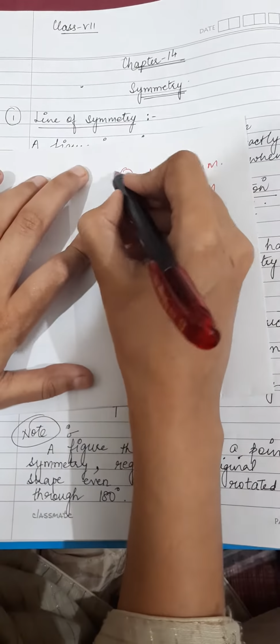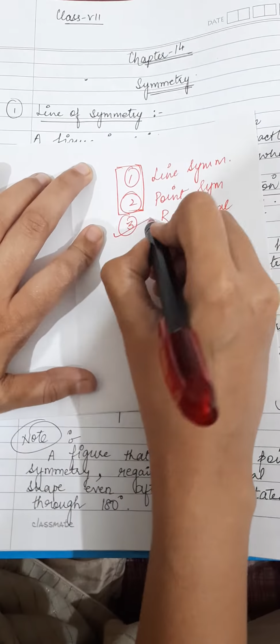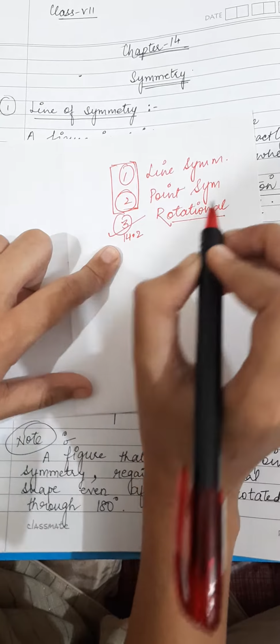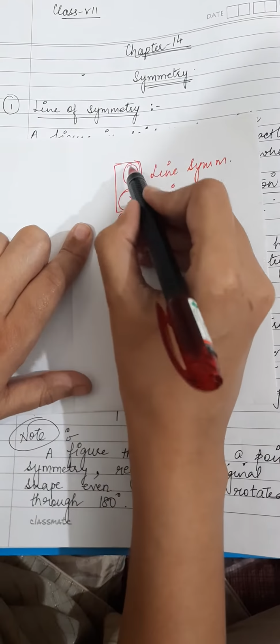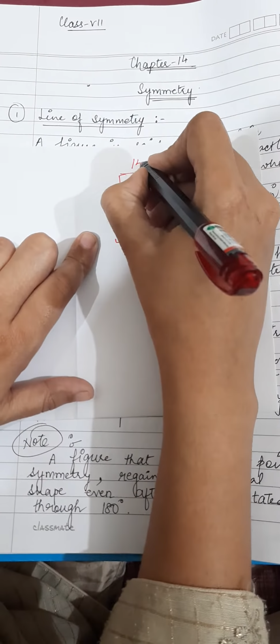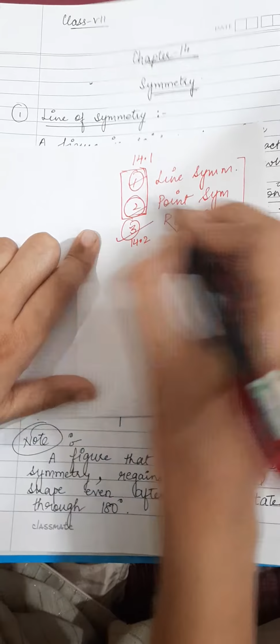In the 14.1 exercise, we will be doing these two firstly, and then in 14.2, we will be doing rotational symmetry. And in 14.3, we will be doing the mixing of these three symmetries. Okay. Now in 14.1, we will be doing these two. Let us see what these two are.